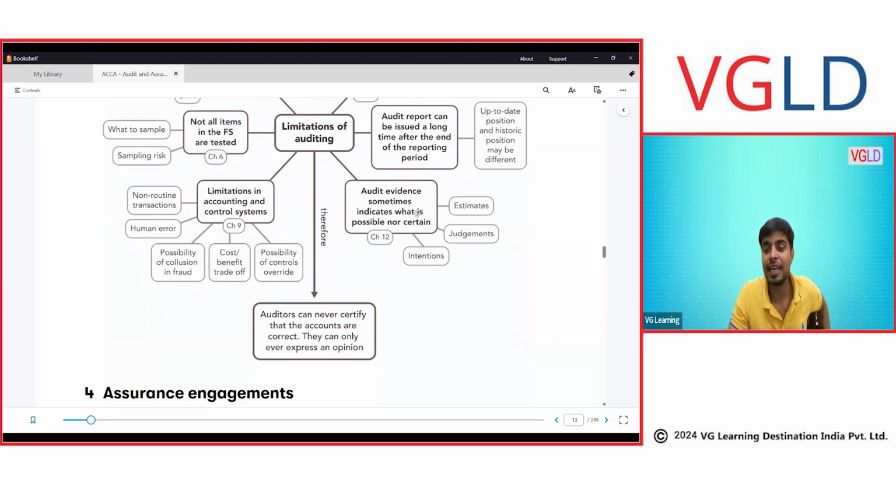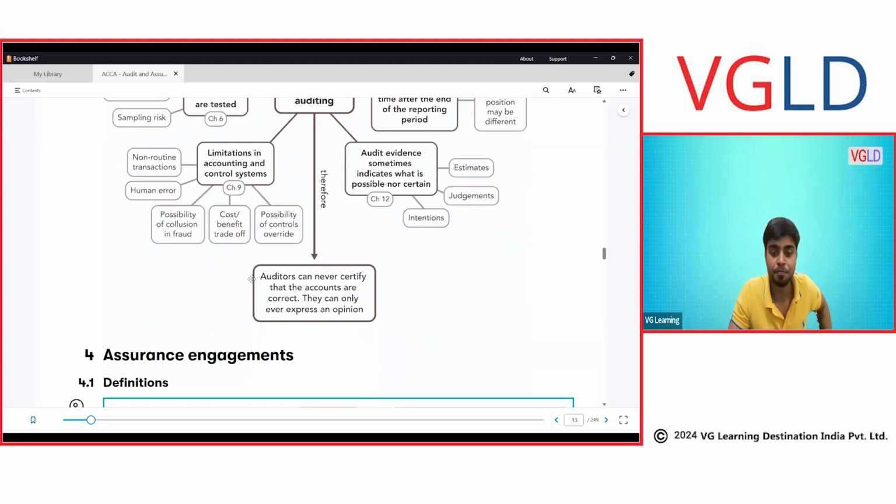Some audit evidence indicates what is possible, not certain. Basically, it is persuasive, not conclusive, because of estimates, judgment, and intention. An auditor can never certify that accounts are correct. They can only express that yes, they believe the accounts seem okay.